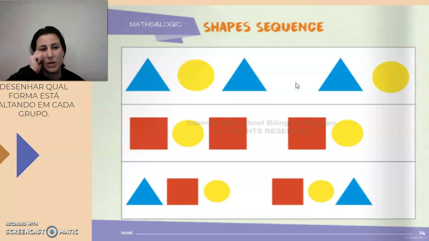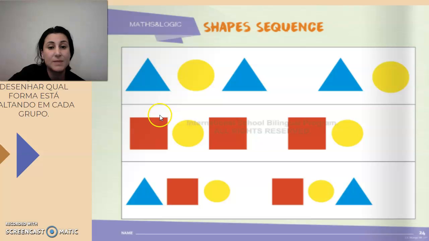Think about a little bit and try to do by yourself, okay? If you have any question, you can ask me during our class, okay? Let's see one more time. Blue triangle, yellow circle. Blue triangle. I think you are able to do by yourself.